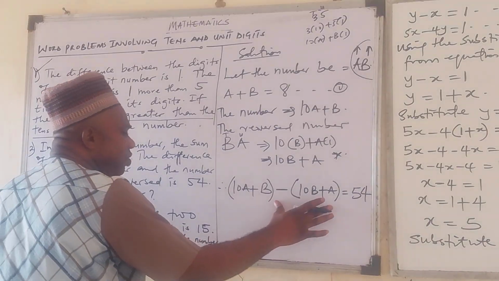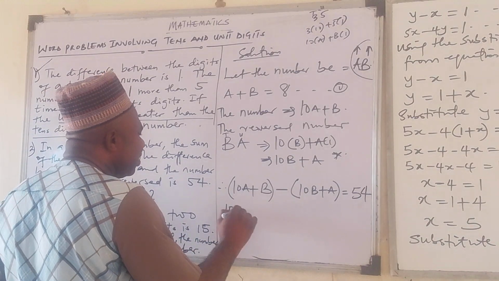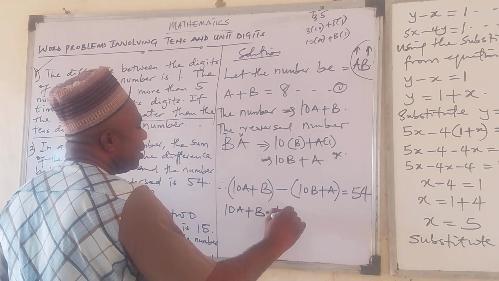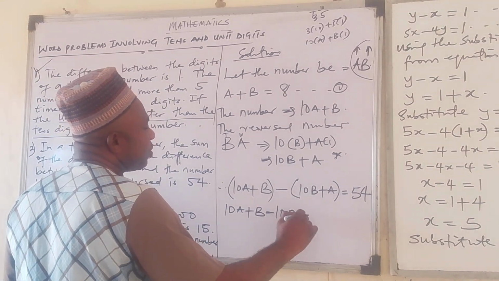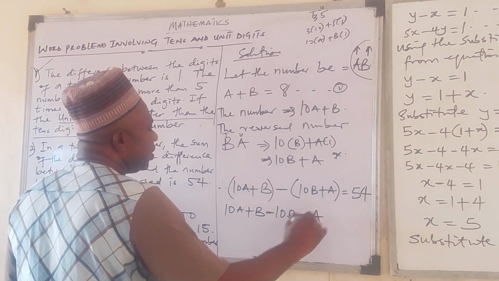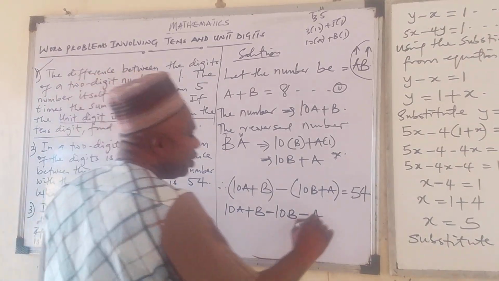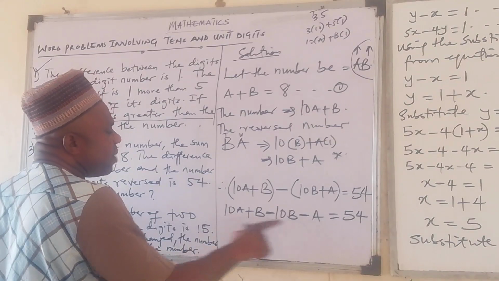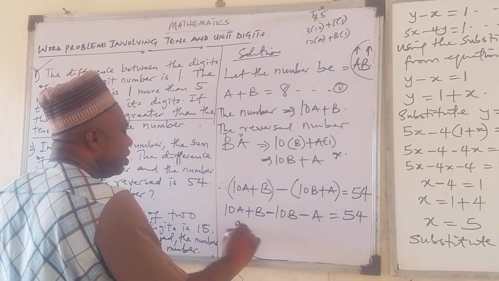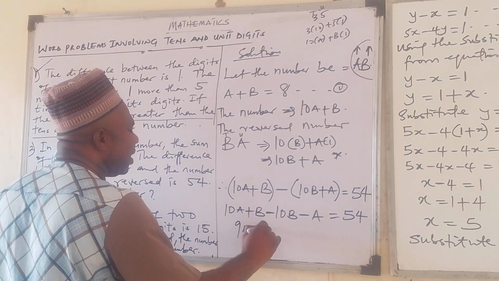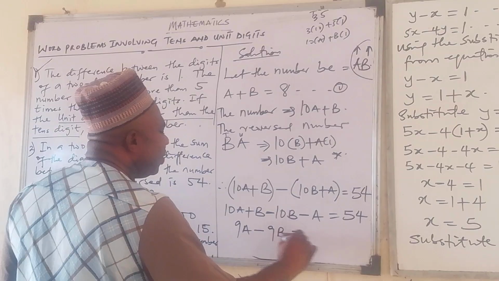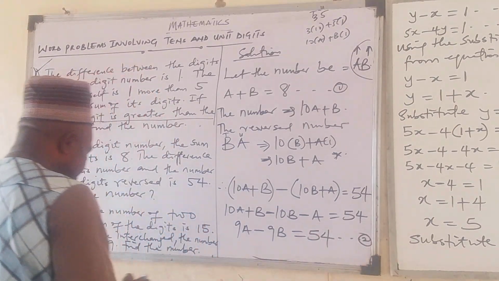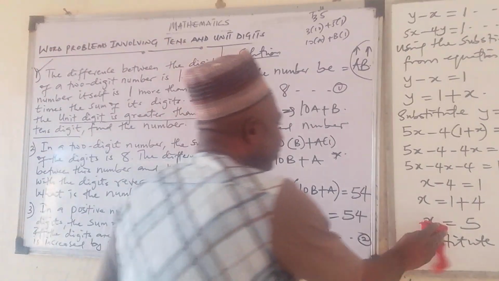So now let's expand this. Here we have 10A plus B minus 10B minus A, because plus changes to minus, is equal to 54. So let's look at 10A minus 1A is 9A. B minus 10B is minus 9B. Now the whole of this is equal to 54. Let's call this equation 2.